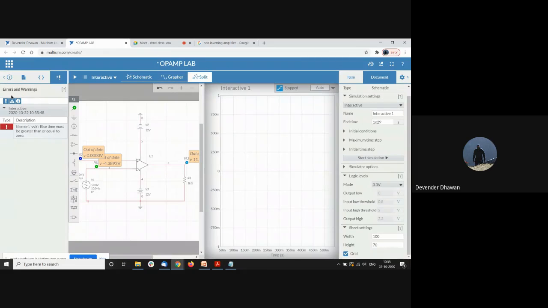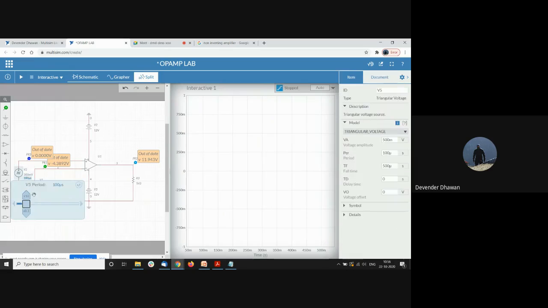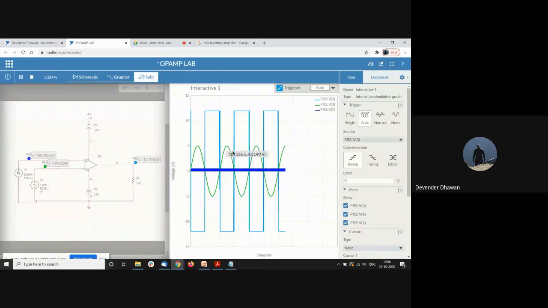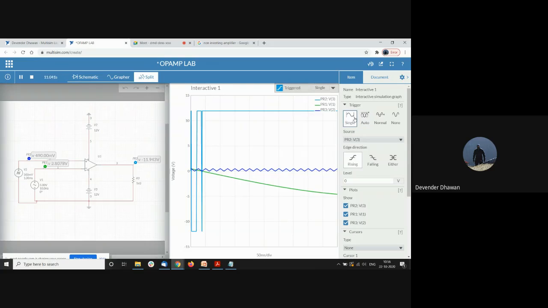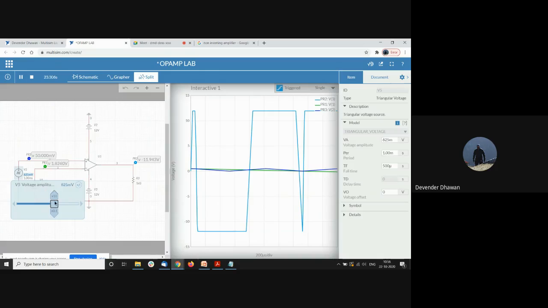Lifetime must be greater than or equal to 0. Okay, so we are not able to see anything here. Let me just expand it. So you see here we are getting, as soon as these voltages are crossing, you can see there is a peak. You can see here also. So let us try to increase the voltage here.